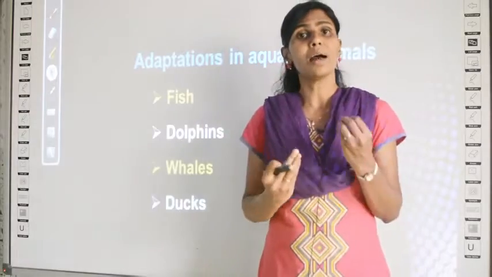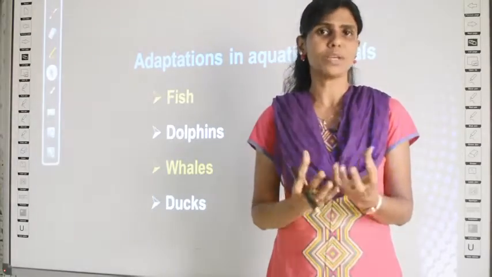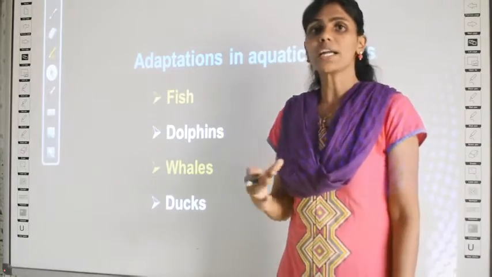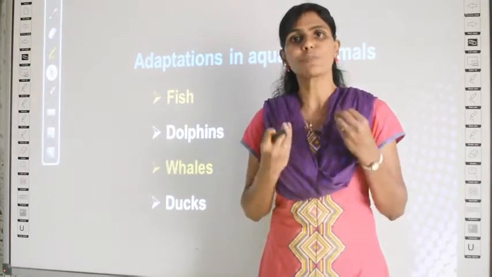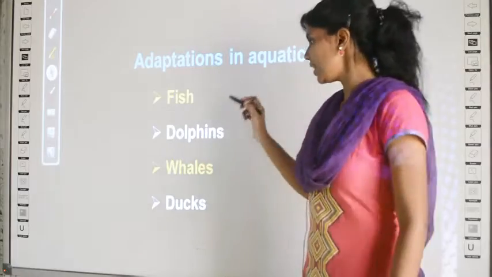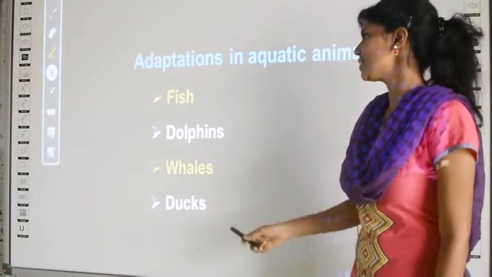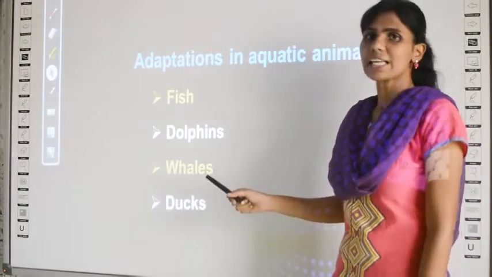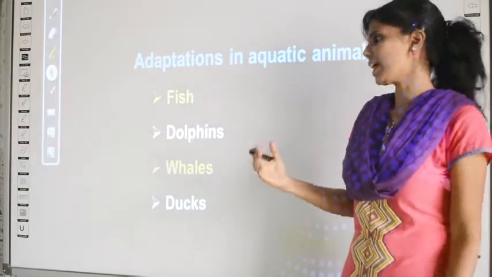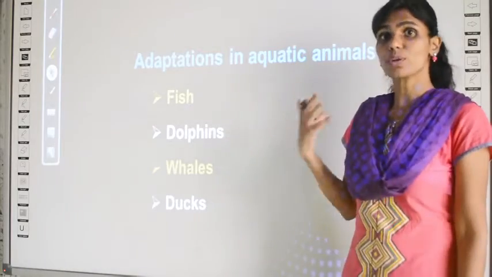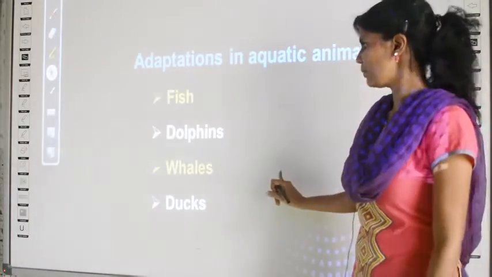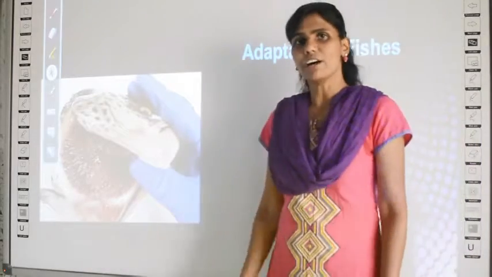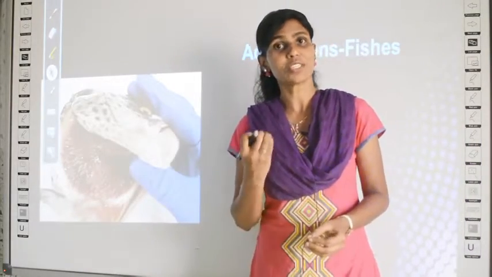Though there are many aquatic animals, which means animals that live in water, you are going to learn what are the special features or special adaptations in these 4 animals, that is the fishes, dolphins, whales and ducks. What speciality these 4 have so that they can live in water, we will be learning. So first we will start with fish, adaptations in fish. What special features fishes have?